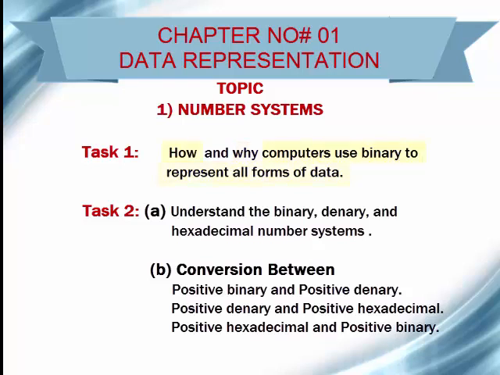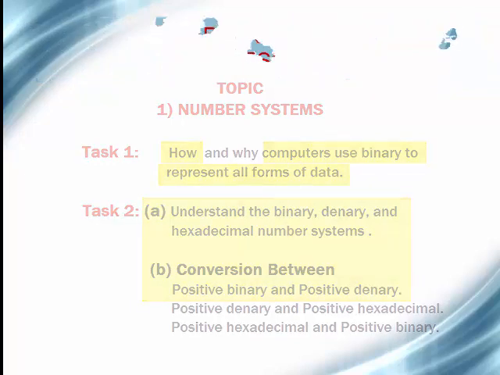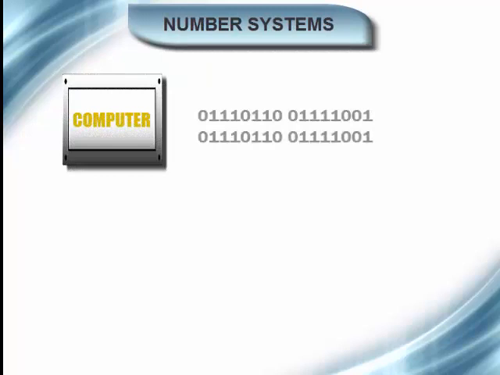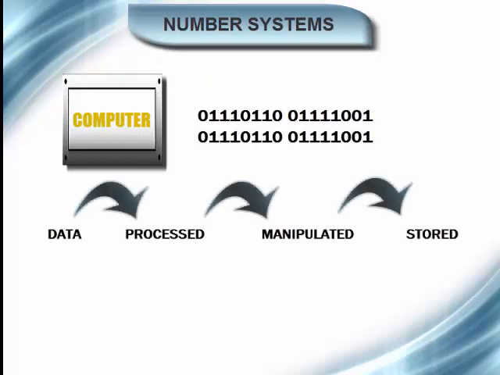Now in this video, we will continue this task, that is, how computers use binary numbers to represent all forms of data. As we know, a computer is a digital machine, it uses digits to perform all its functionalities. The numbering system that a computer adopted is the binary number system, which is based on two numbers, zeros and ones. On the basis of these two digits, the computer performs all its functionality.